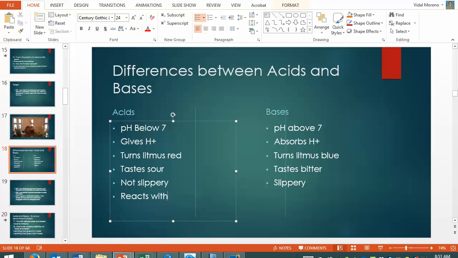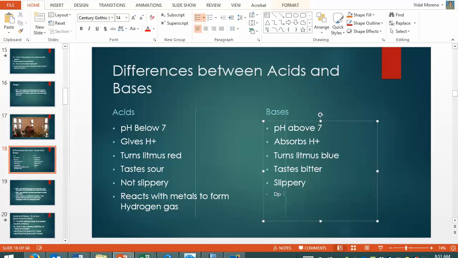Reacts with metals to form hydrogen gas. Does not react with metals.